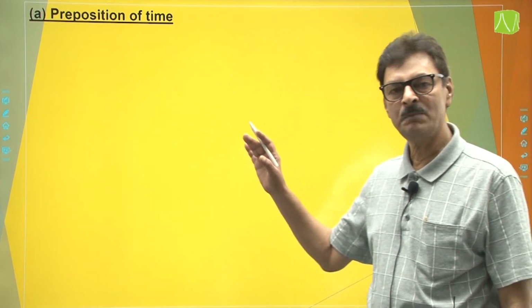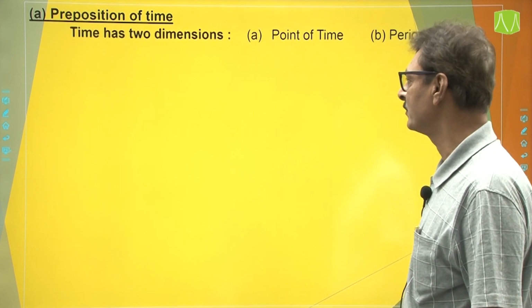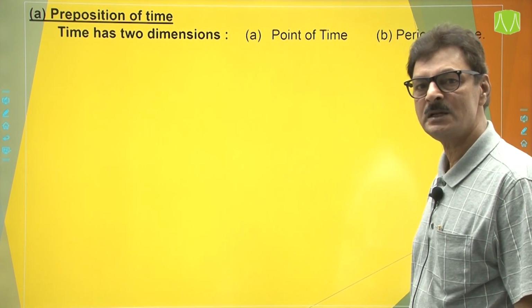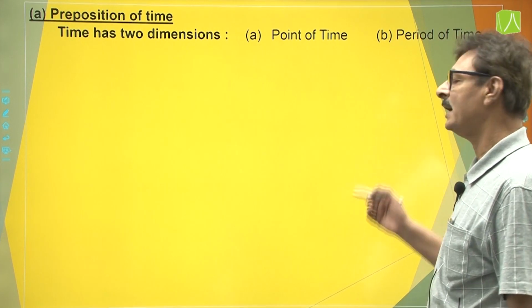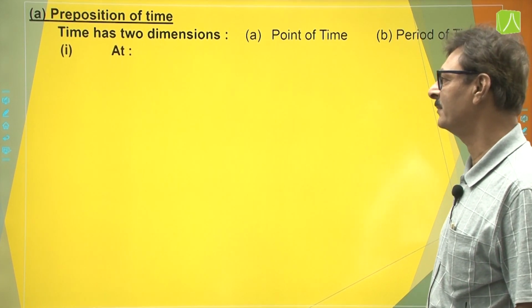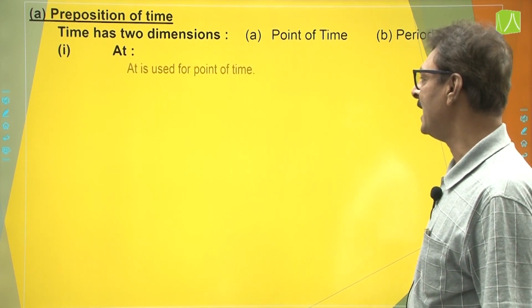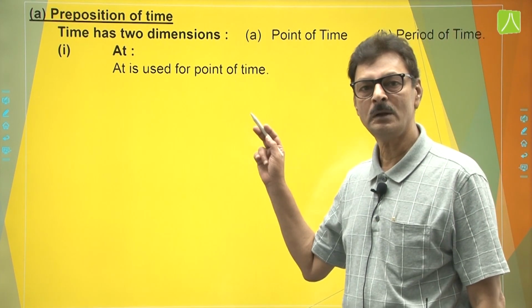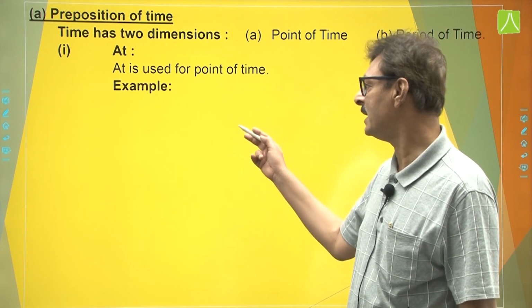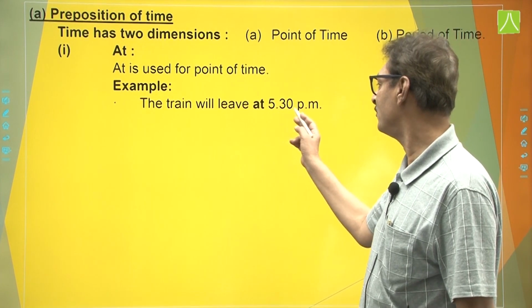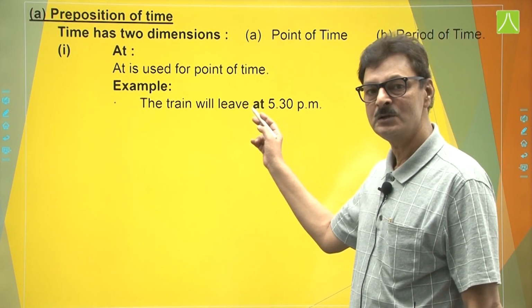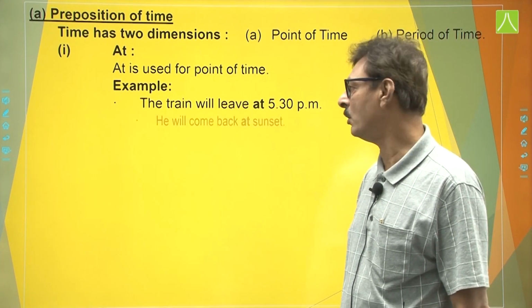Let us start with the prepositions of time. As you all know, time has two dimensions, the point of time and the period of time. Now let's start with at. At is used for the point of time. For example, the train will leave at 5:30. It is showing the exact time. So at is used for the point of time.